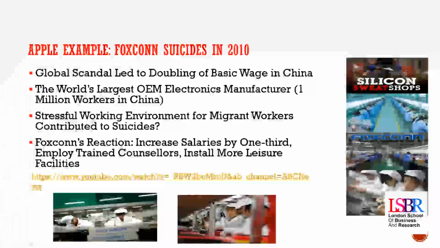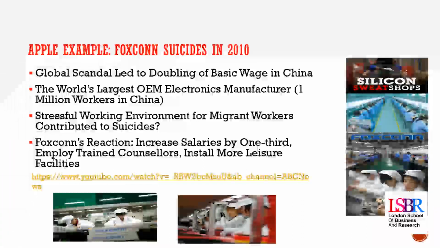So an example, just to bring things to life. I'm sure most of you will have heard at some point the story of Apple and Foxconn. In 2010, basically the whole world was shocked to learn about the number of suicides that were happening in Foxconn. There was a global scandal which led to a doubling of basic wage in China. The impact of this actually led the CCP in China, the reigning party that holds power, to raise the basic wage in China because of what happened.